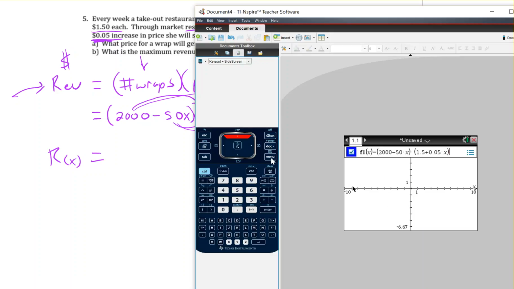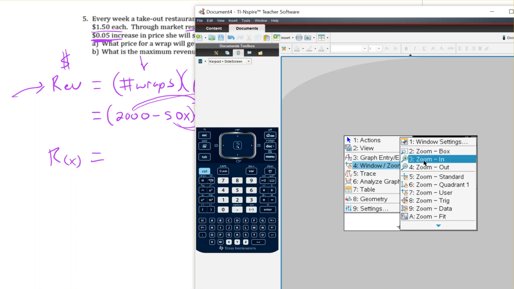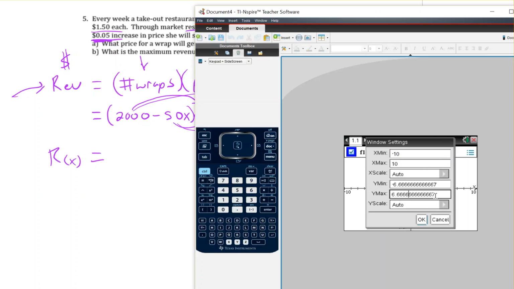So if we do that, we're going to go menu, Windows Zoom, Windows Settings, Y max. We'll say 4,000. I'm going to make my X max a bit bigger just because remember X stands for the number of times it happens. I don't know, I got a feeling it'll be more than 10. So let's say 20.